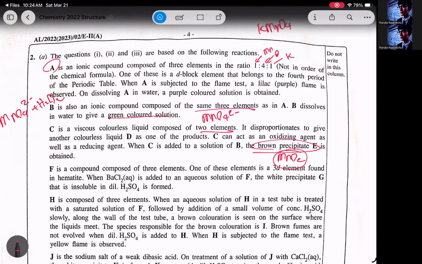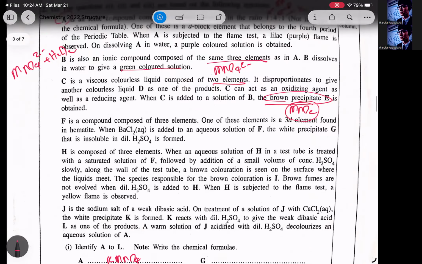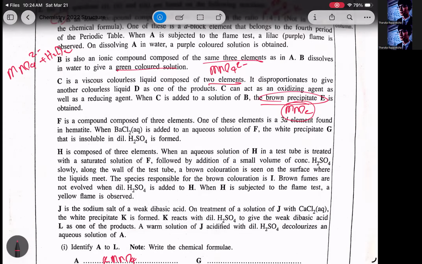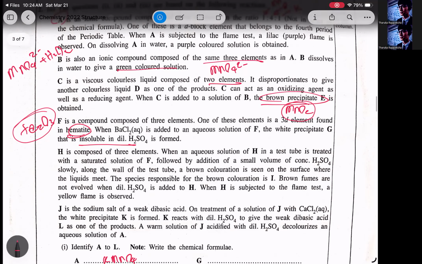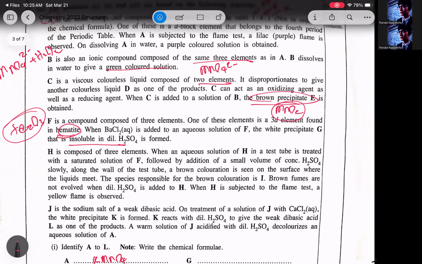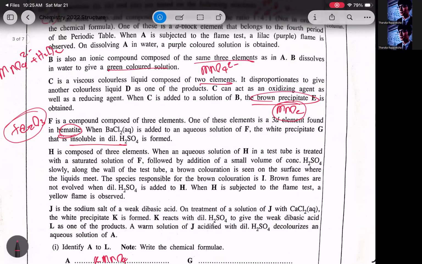Right. So F is a compound composed of three elements. One of these three elements is a 3D element found in hematite. Hematite is Fe2O3. You have to know this in order to understand what is Fe. When barium chloride is added to a solution, white precipitate G that is insoluble in dilute acid forms. Every year they are asking this. I have told you in before videos also. Every year they are going to ask you these things. So it's going to be barium sulfate that is formed. So of course it should be a sulfate here.